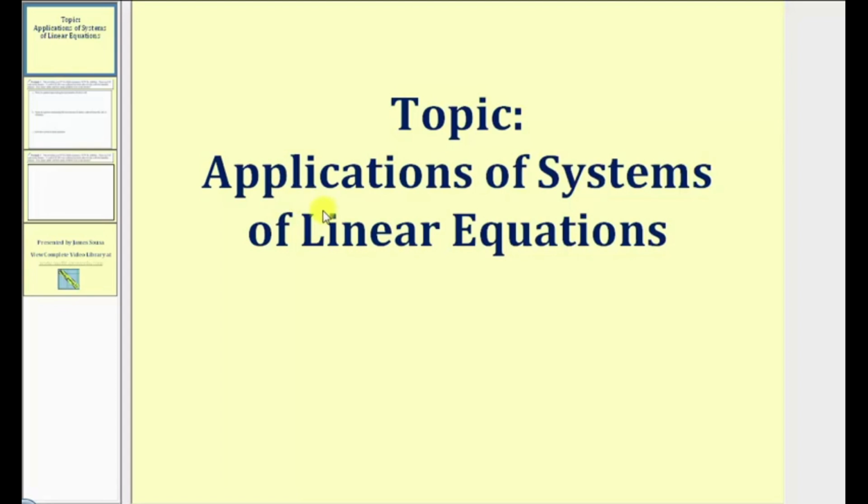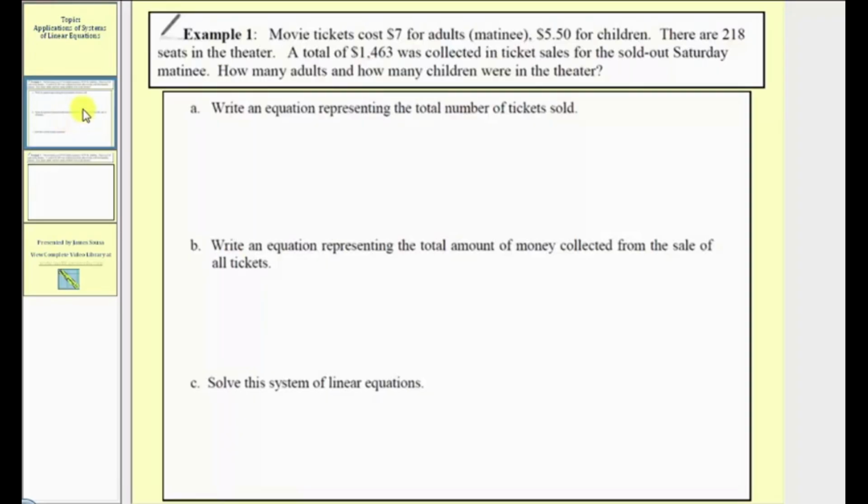Welcome to an example on how to solve an application problem using a system of linear equations. In this example, we're given that movie tickets cost $7 for adults, $5.50 for children. There are 218 seats in the theater. A total of $1,463 was collected in ticket sales for the sold-out Saturday matinee. How many adults and how many children were in the theater?